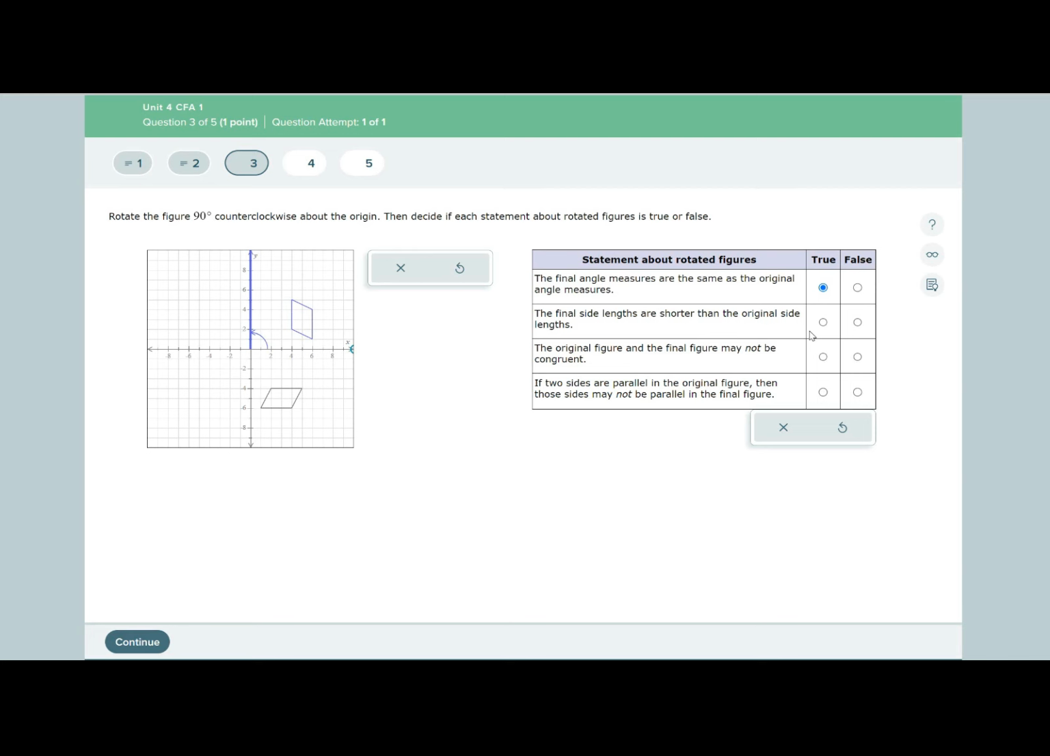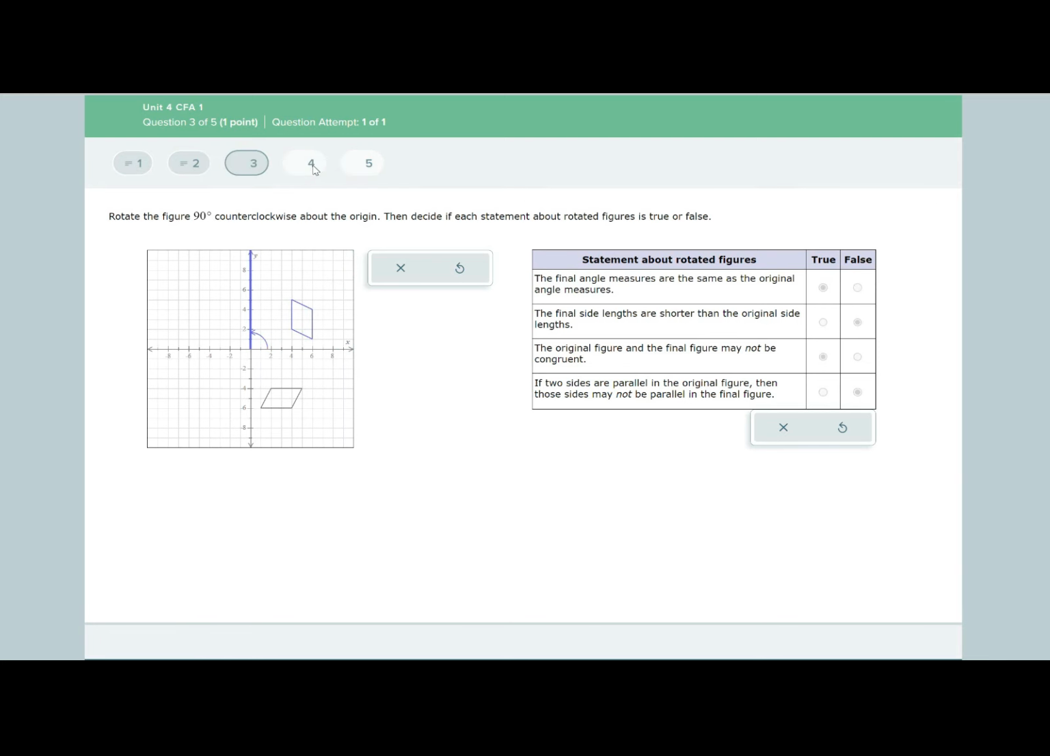Okay, so to go straight to the point, translation, reflection, and rotation, same size, same shape. The only thing that changes is dilation, when the size gets bigger. The final side lengths are shorter than the original side lengths. False. The original figure and the final figure may not be congruent. They are congruent. So again, everything stays the same. If two sides are parallel in the original figure, then those sides may not be parallel. False. They have to be parallel.